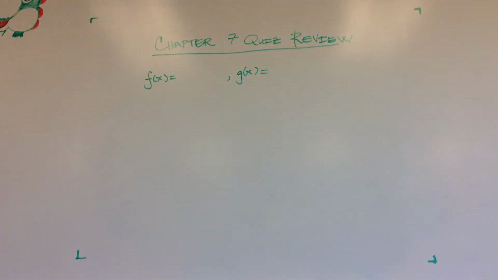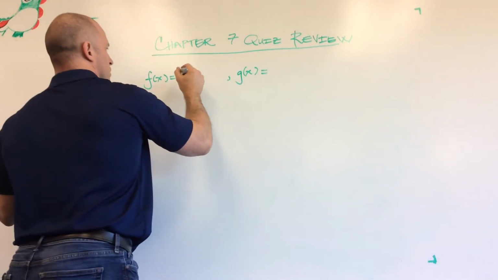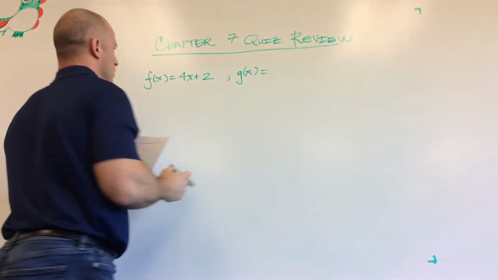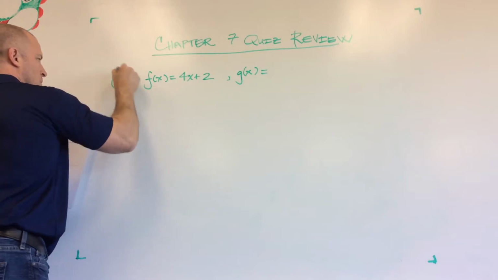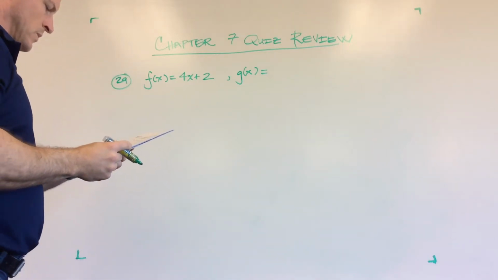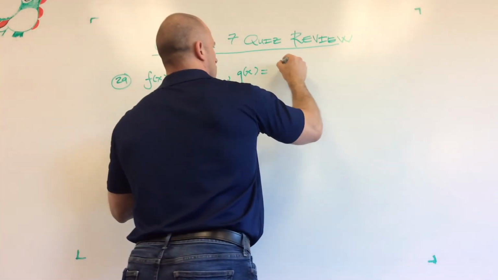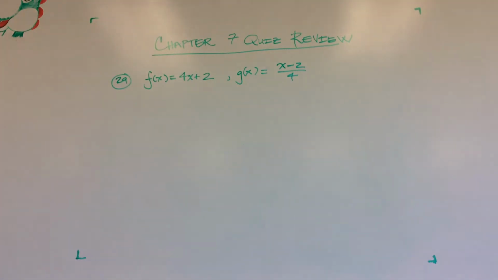Problem 29 asks us to go through the same process, but with two different functions. Our f of x in this case is 4x plus 2, and g of x is x minus 2 over 4. So again, we'll take this composition and look to see if it equals x.